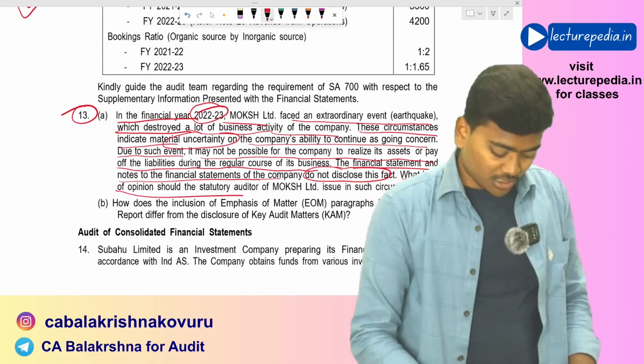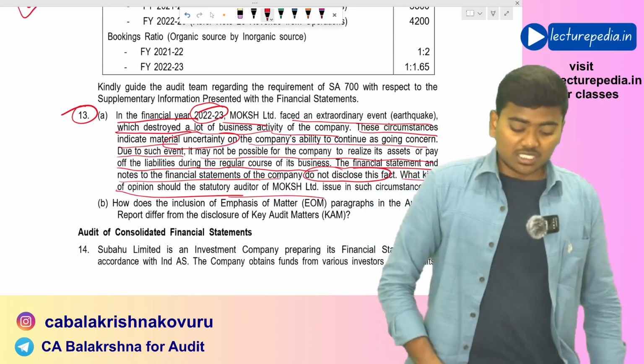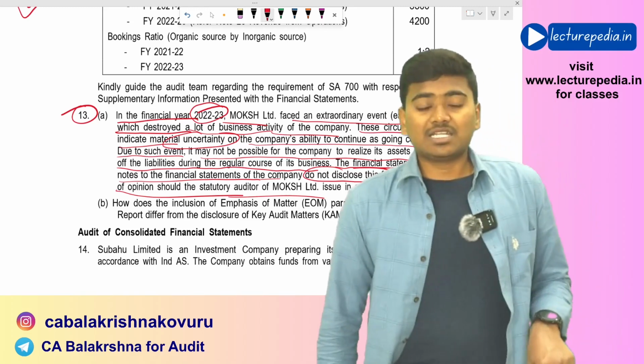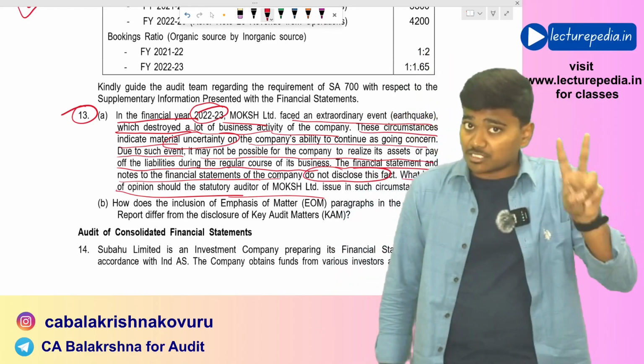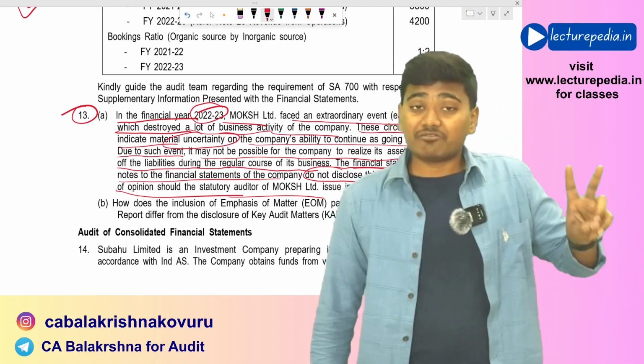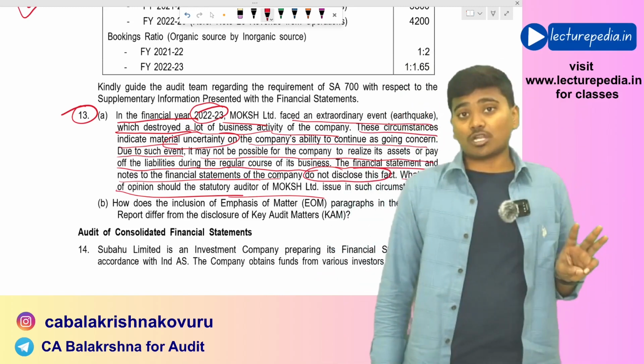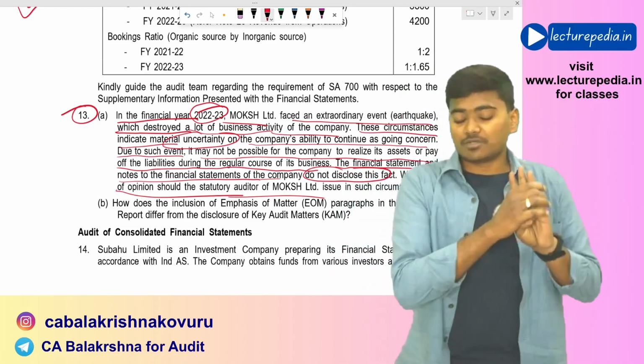What kind of opinion should the auditor give? See, if you see here, this event is material as well as pervasive, and the auditor has proper evidence that the disclosure is not made. So, here you need to give an adverse opinion.